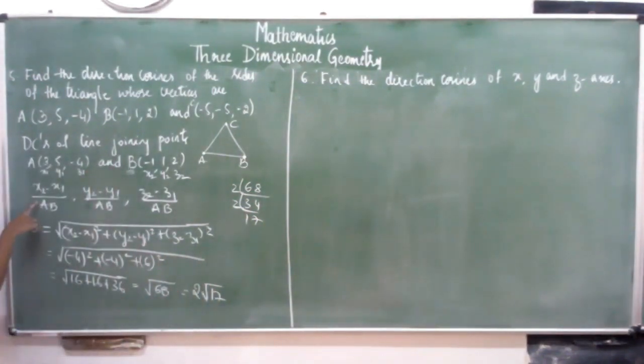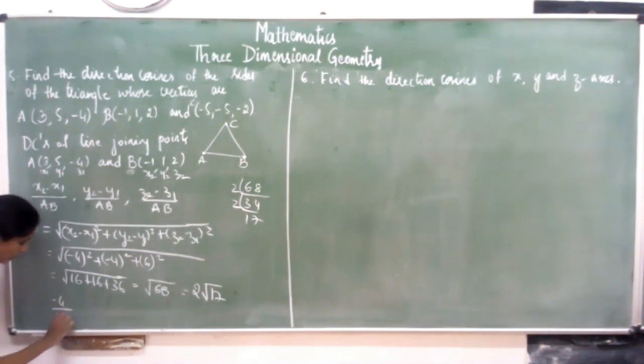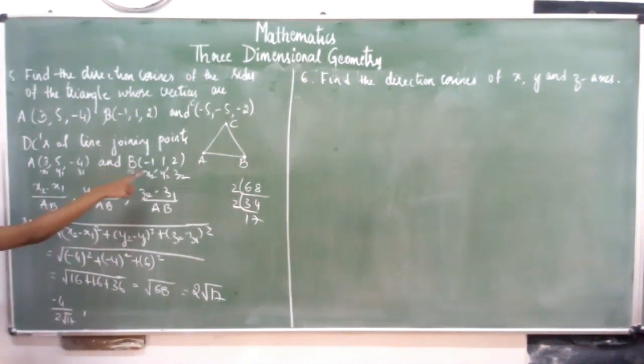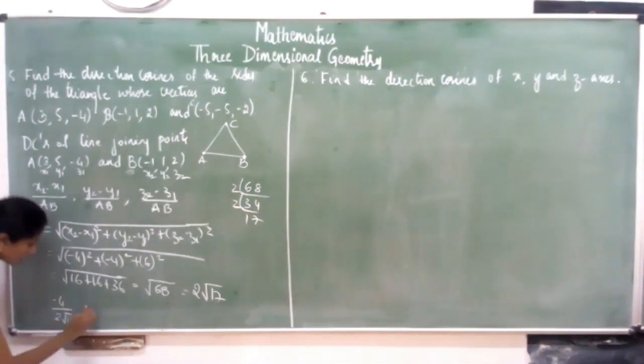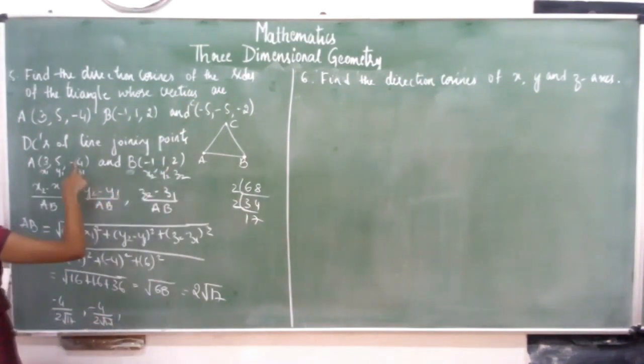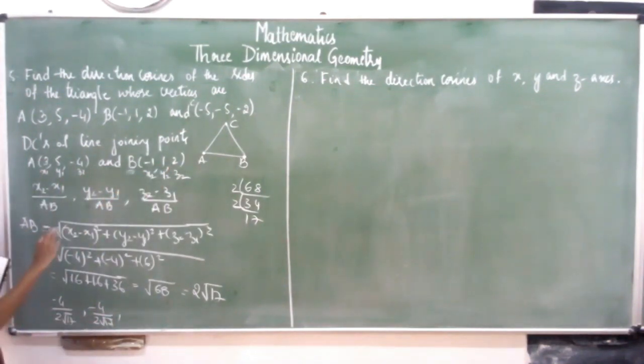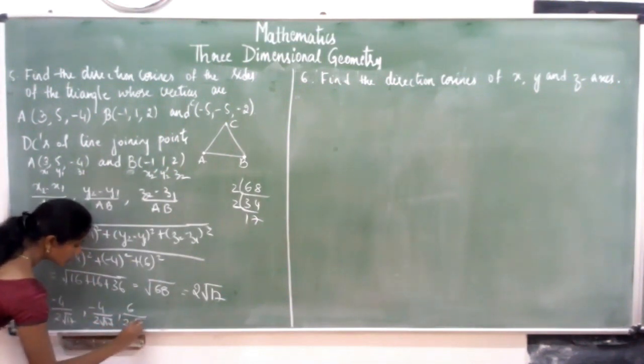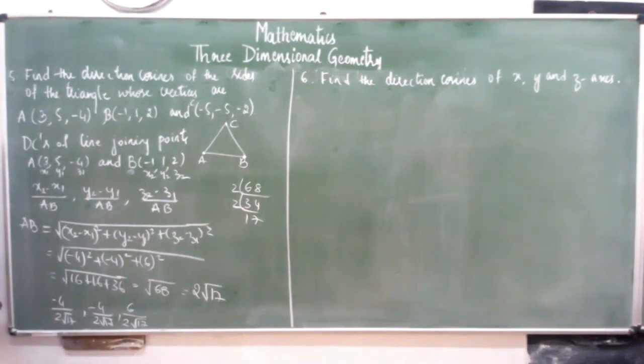Now we need to find the direction cosines. So (x2 minus x1) by AB, that is minus 1 minus 3, which is minus 4, divided by 2 root 17. Next, y2 minus y1, 1 minus 5 is again minus 4 divided by 2 root 17. Next, z2 minus z1, 2 minus of minus 4, so it is 6 divided by 2 root 17. So the final direction cosines here are minus 2 by root 17, minus 2 by root 17, 3 by root 17.